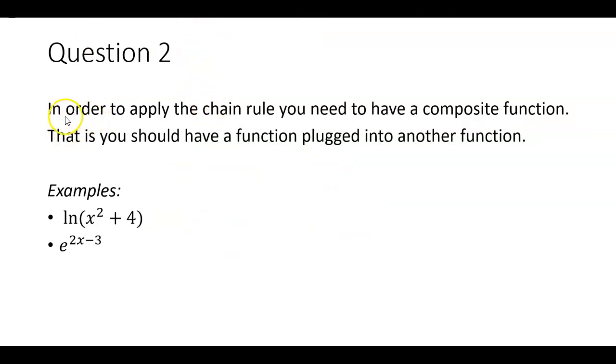So in question 2, I'm telling you that in order to apply the chain rule, you need to have a composite function. That is, you should have a function plugged into another function. And so here are some examples. Now, in this case, a lot of times a composite function has an inside function where you have parentheses. But exponential functions are the exception to that. When you have an exponential function, the inside function is the exponent itself. And so these are all examples of situations where you apply the chain rule. So just look at the options that they give you there on question 2 and look which ones would have an inside function.